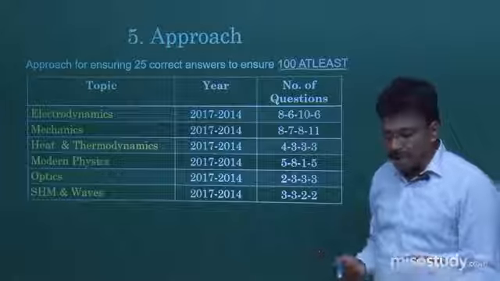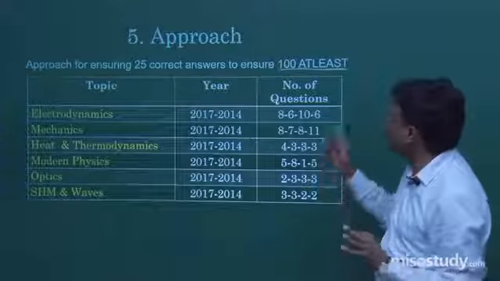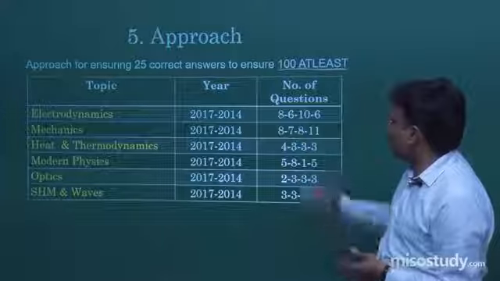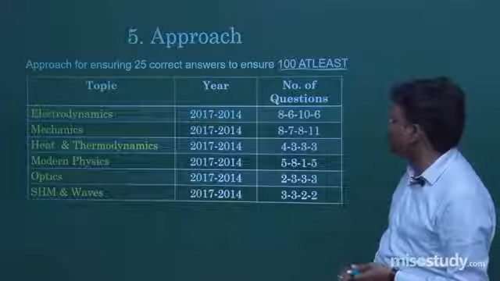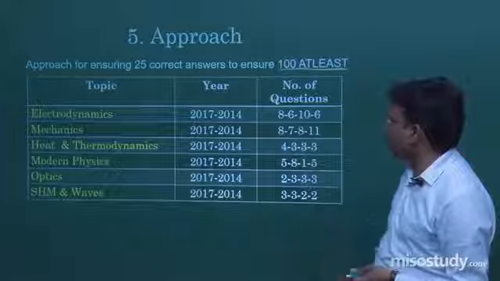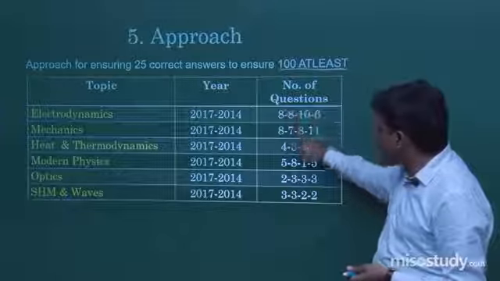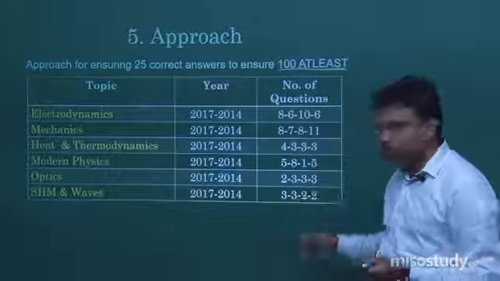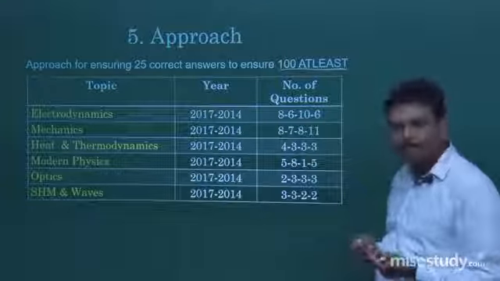Whatever I am explaining, by opting that technique, you can minimum score these 100 marks. Electrodynamics, just take a look. Electrodynamics year 2017, 8 questions. Then mechanics 8 questions, heat and thermodynamics 4 questions. So just by picking these 3 branches you cross 20. Every year you can take it up like this, fine.